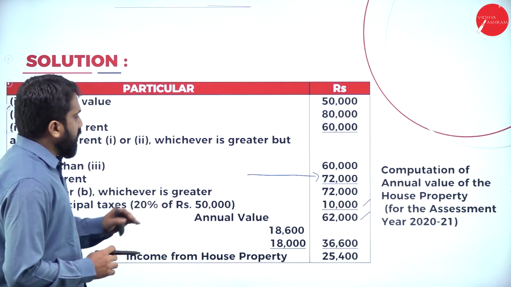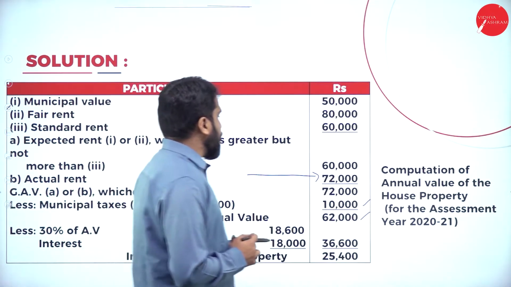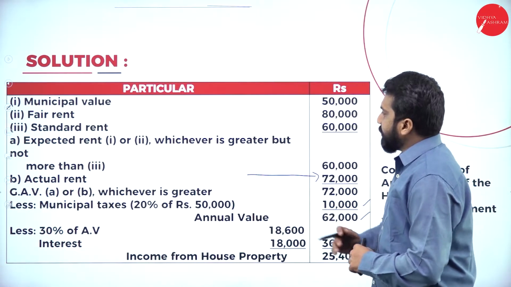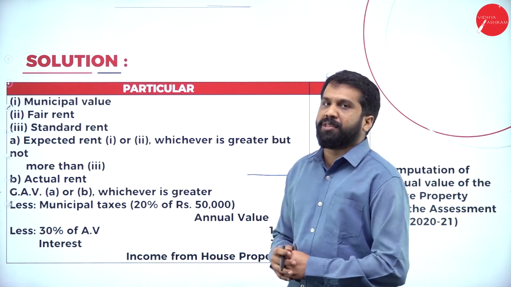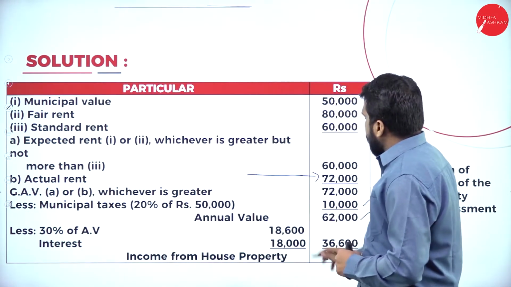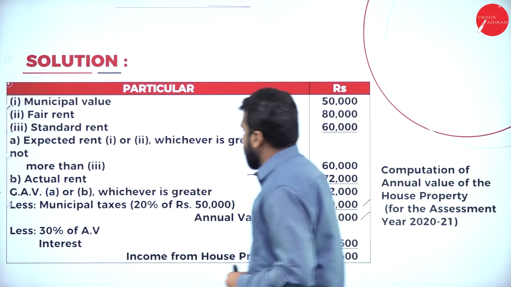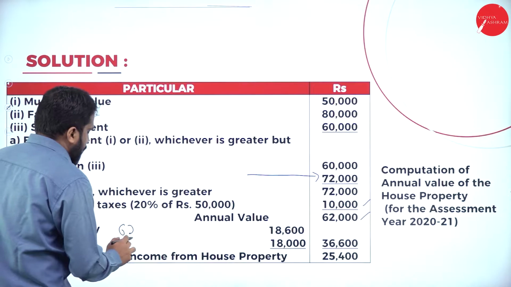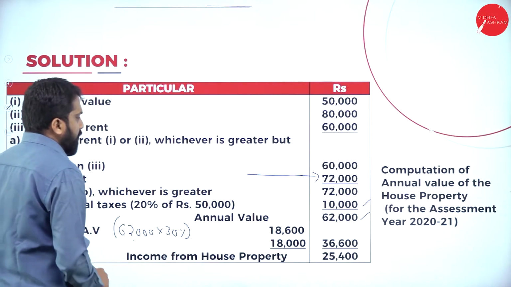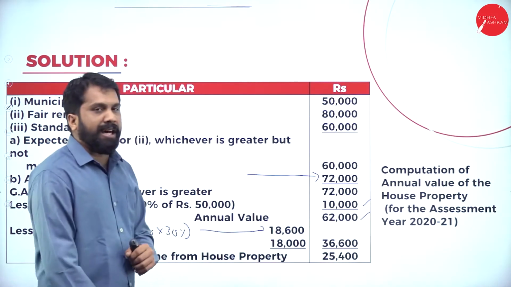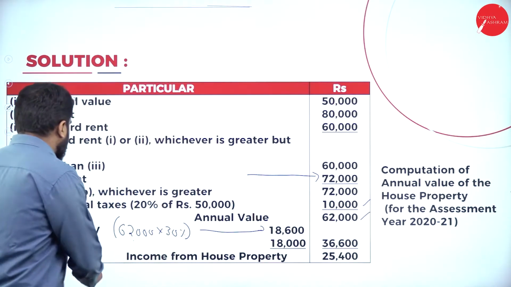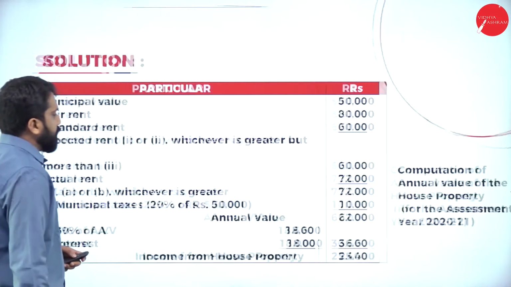62,000. Now, we are done with the annual value. It is 62,000. Now, less 30% of annual valuation. Your 62,000, 30% means what? 62,000 multiplied with 30%, how much will you get? You will get 18,600. Now, we got 18,600, minus one more is there, interest also.